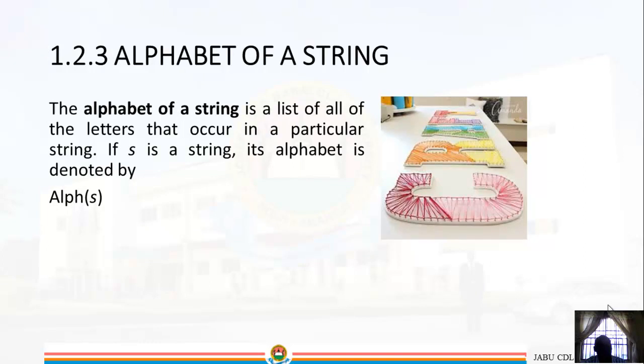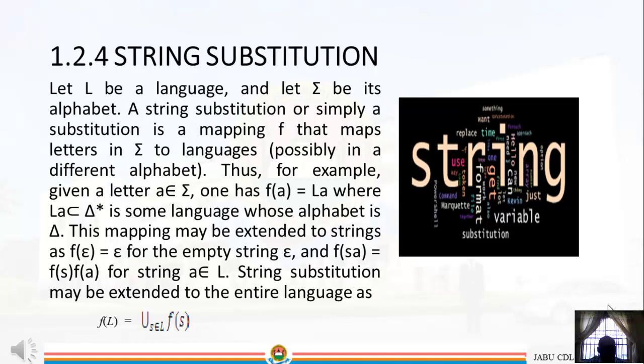Now, the alphabet of a string is a list of all the letters that occur in a particular string. If S is a string, its alphabet is denoted by alpha(S). String substitution: let L be a language and let E be its alphabet. A string substitution, or simply a substitution, is a mapping f that maps letters in E to languages.